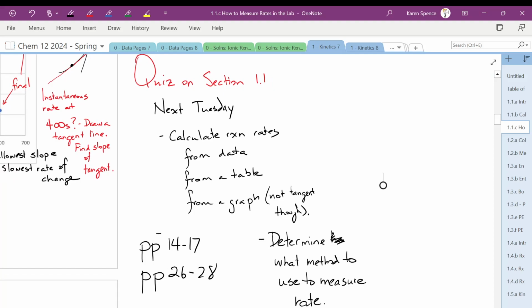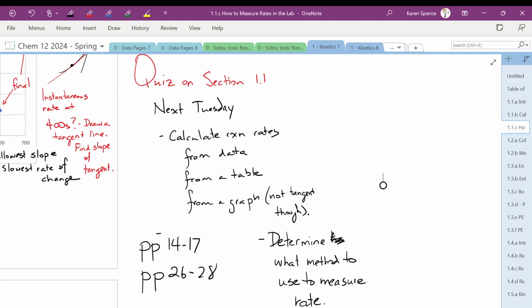All right. So basically, the quiz is going to be about calculating reaction rates from data, from a table, from a graph, and we're going to finish going over that today. And also, it's going to be about determining what method you could use to measure a rate. We've talked about some of those already, like measuring the volume of a gas or the pressure of a gas or the pH. We're going to finish going over that today as well. So we're finishing it all today, and we're going to go over stuff.